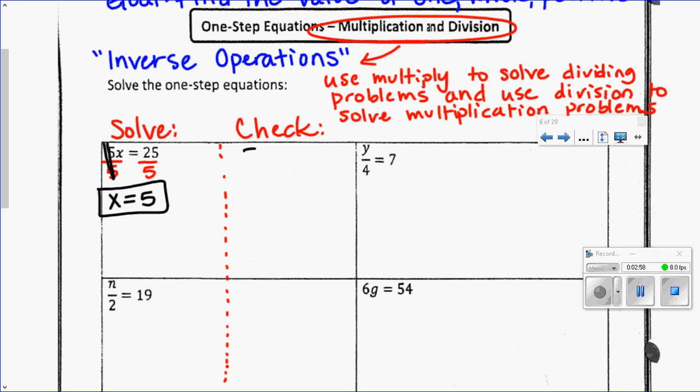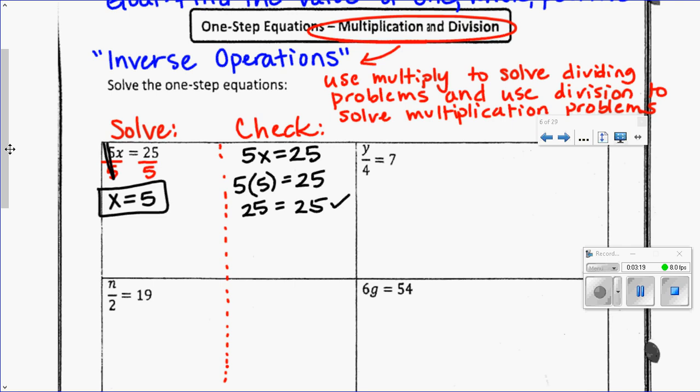Okay, now when we check that, we go ahead and write our original equation, 5x equals 25. Now, I plug in 5 for the x. This is how we're going to see multiplication written a lot of times now. Okay, what is 5 times 5? 25. Does that equal the other side? Yes, it does. So I know I'm right.